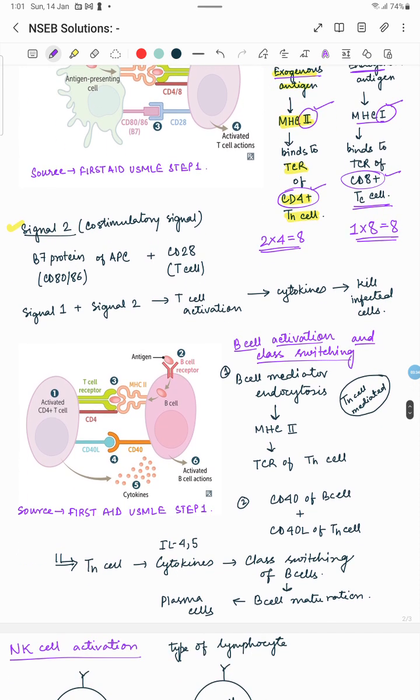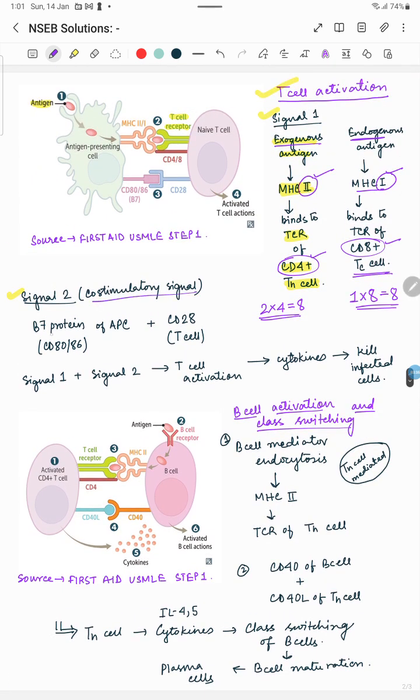Now what is the signal 2 or the co-stimulatory signal? It is actually the B7 protein of the antigen presenting cell. It binds to the CD28 of the T cells and that is the signal 2. When these two signals are there, then there will be T cell activation, there will be different types of cytokines, and it will kill our infected cells. So this is the activation of the T cell.